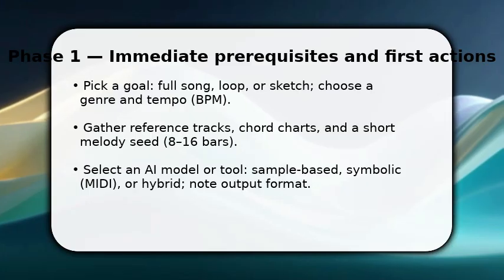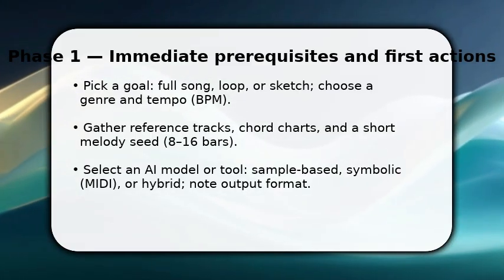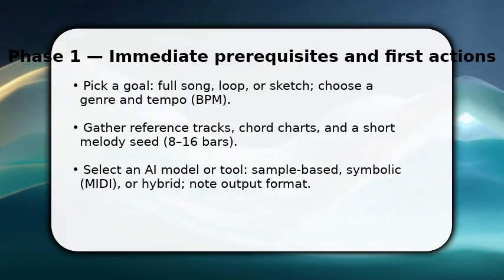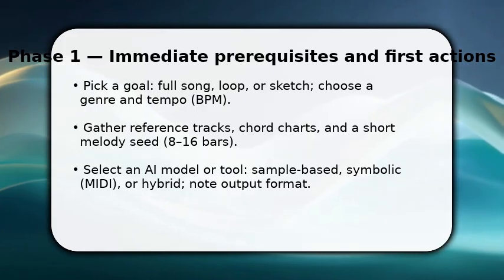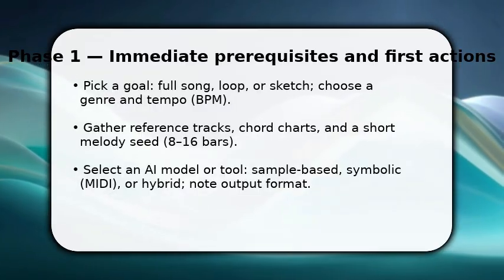You begin by defining a clear output, a full arrangement, a loop, or a melodic sketch. Choose a genre and BPM, then collect 2/4 reference tracks to set style expectations. Once done, create a short seed, 8/16 bars of melody or a chord progression.